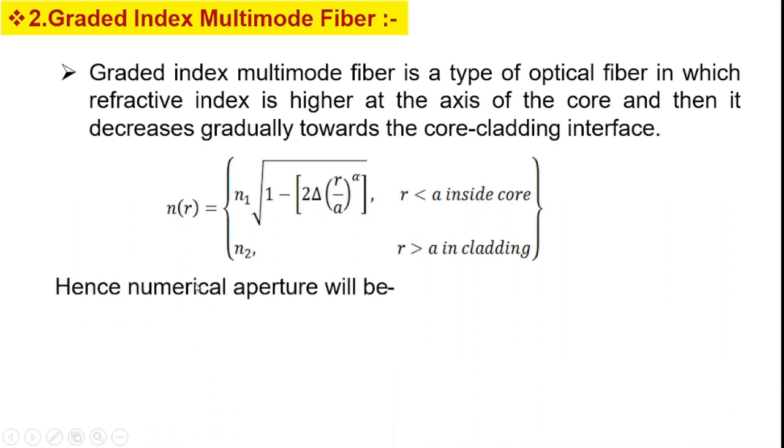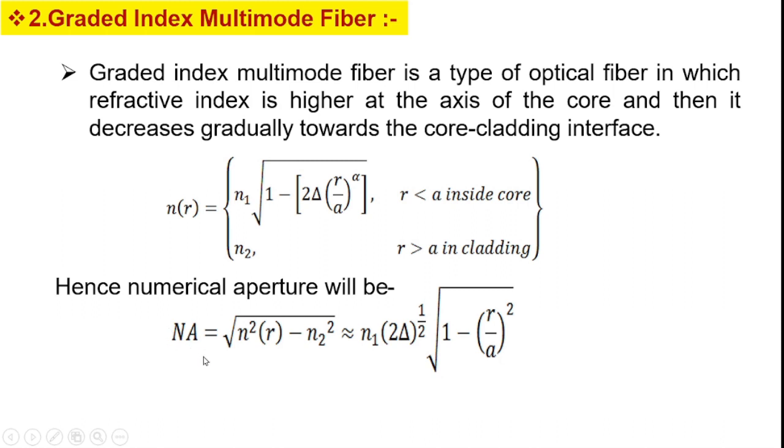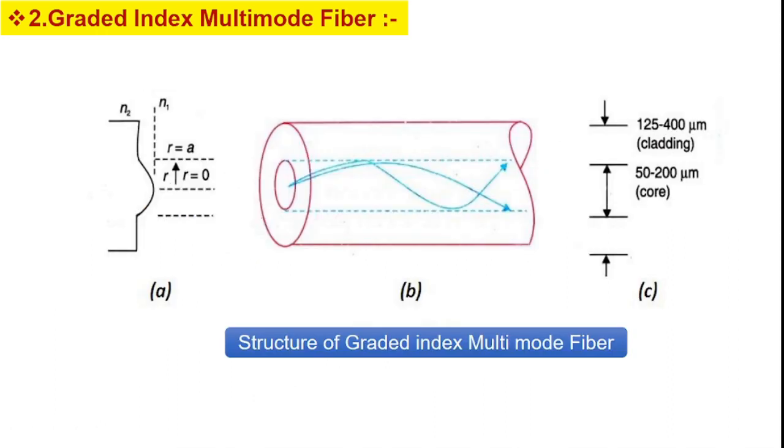Hence, numerical aperture will be NA is equal to square root of n square (r) minus n2 square, and when we put the value of n(r), then we get n1 (2 delta) whole to the power half into square root of 1 minus (r by a) whole square, and again we can write it as n1 square root of 2 delta (1 minus (r by a) whole square). And this figure shows the structure of the graded index multimode optical fiber.